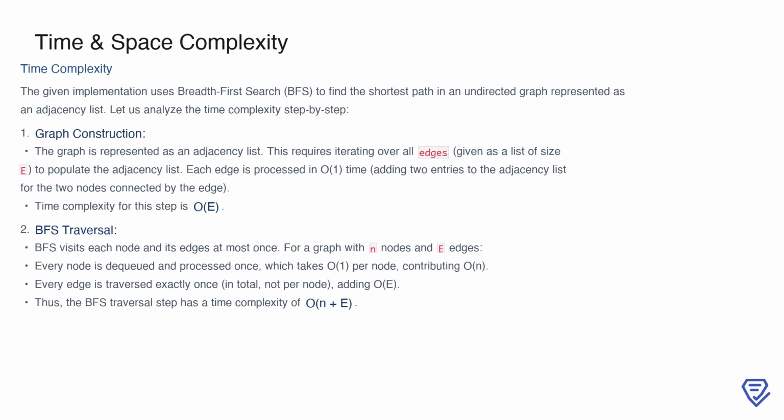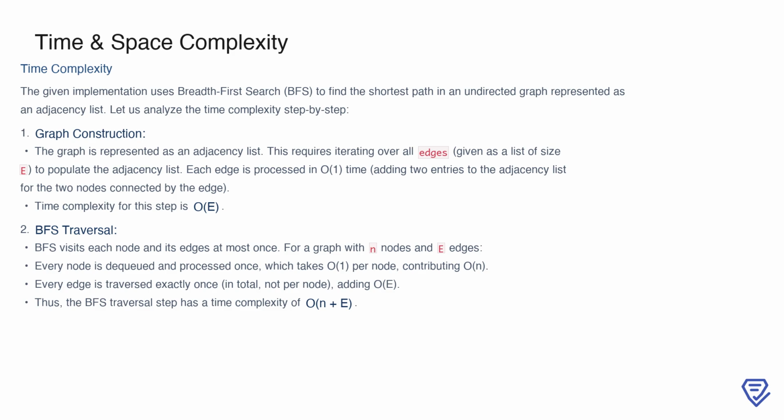In this problem, we are analyzing the time complexity of an implementation that uses breadth-first search, or BFS, to find the shortest path in an undirected graph. The graph is represented as an adjacency list, and the analysis starts with the graph construction step. To build the adjacency list, we iterate over all the edges provided in the input.